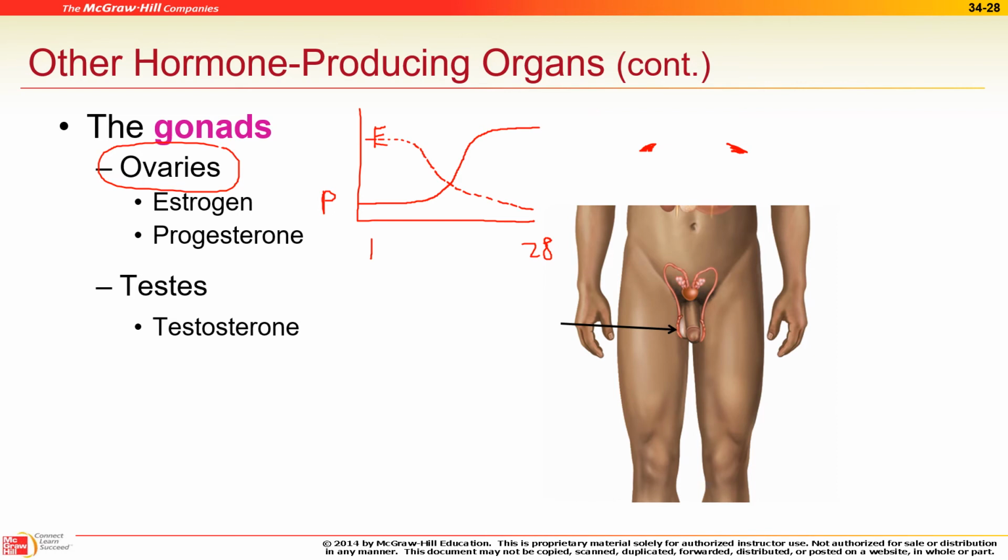For males, the main hormone is testosterone, produced in the interstitial cells of the testes.